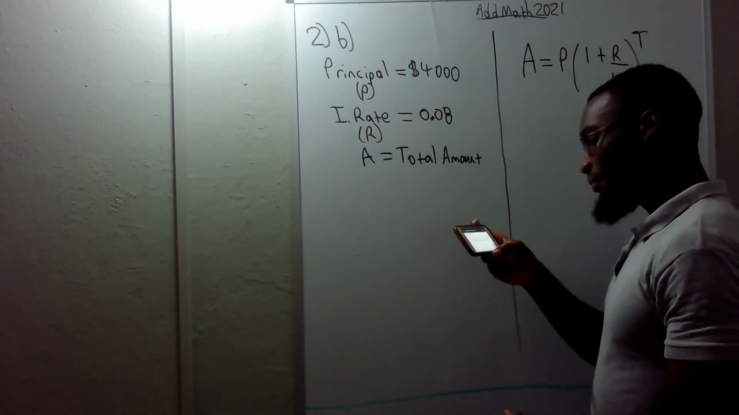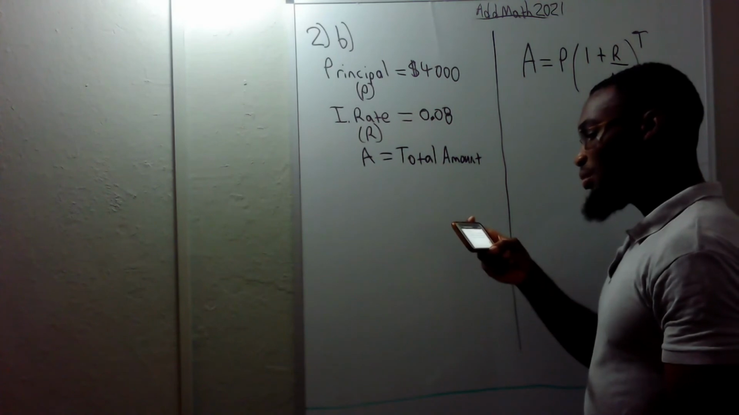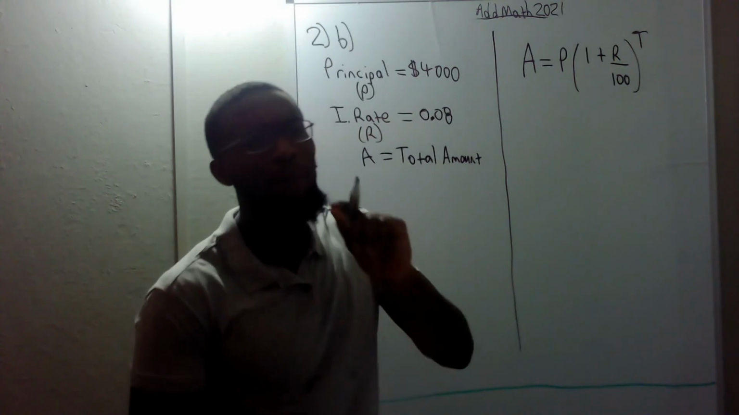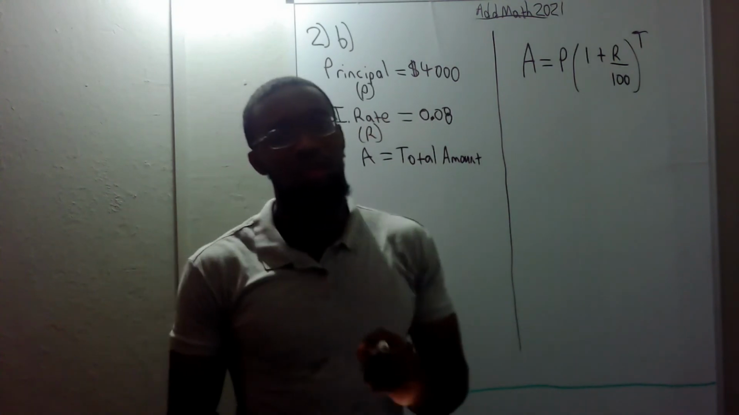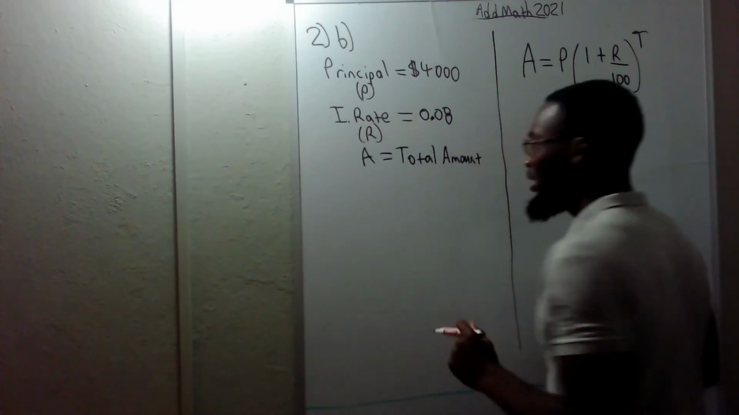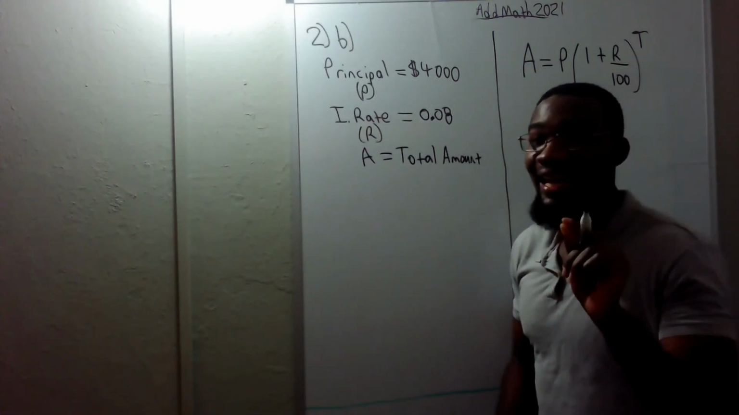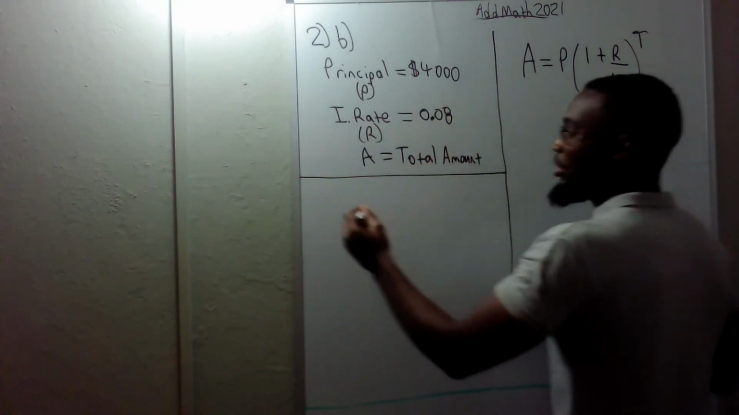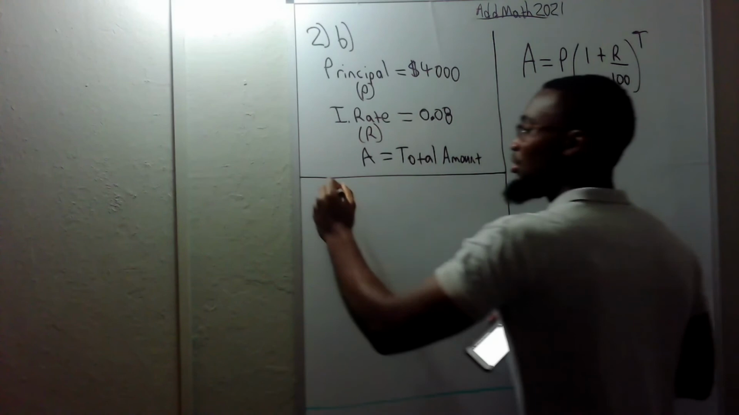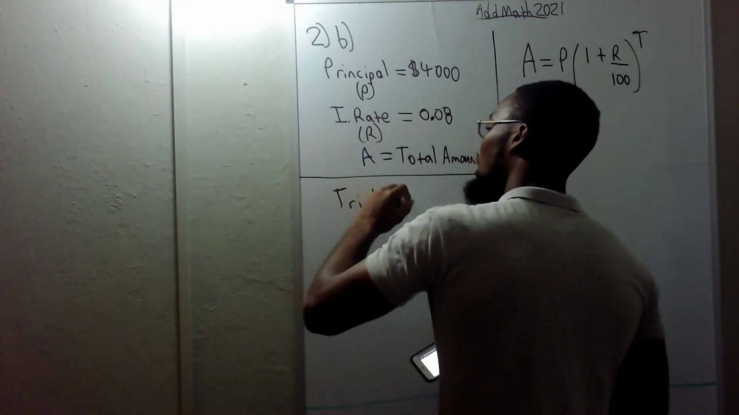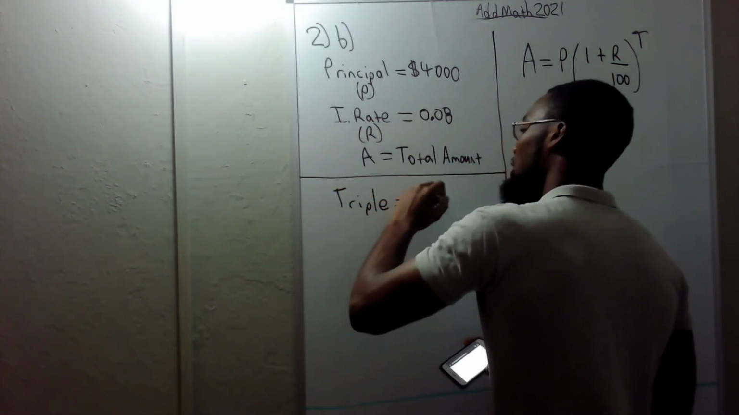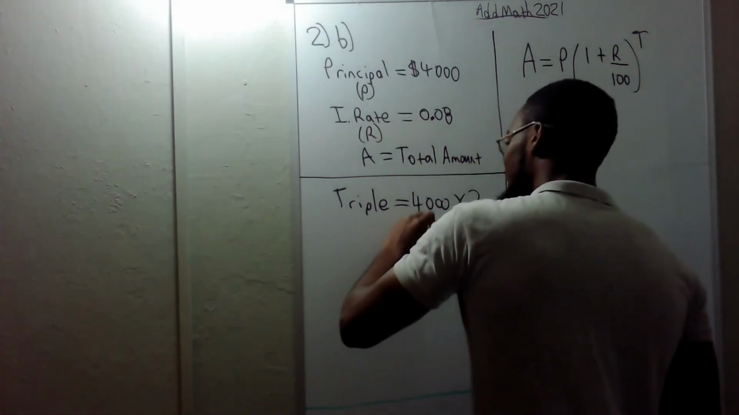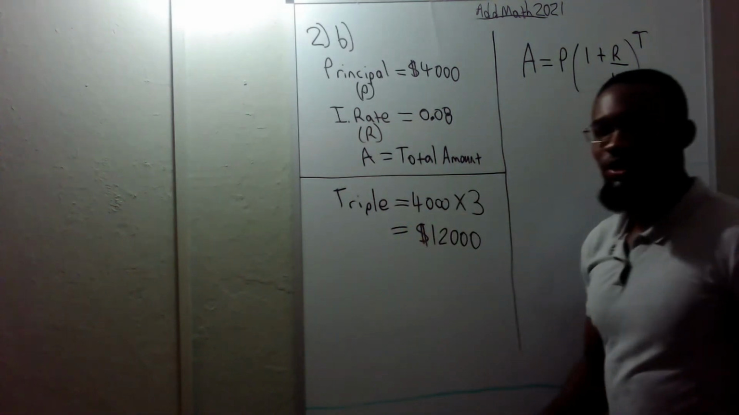Now they say, determine the number of years it would take Alice's money to triple. At least, that means at minimum, it's going to be tripled. At least triple. Guys, the time taken for money to at least triple. What would be the triple? If she starts with 4,000, a triple would mean 4,000 times 3. That's 12,000. That's when our money would triple.